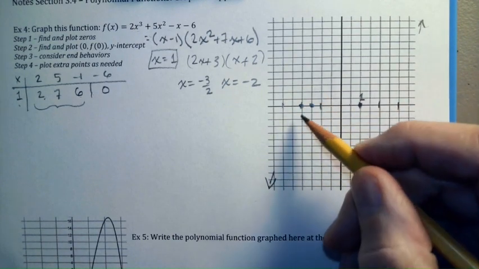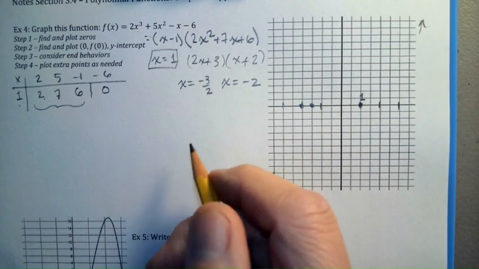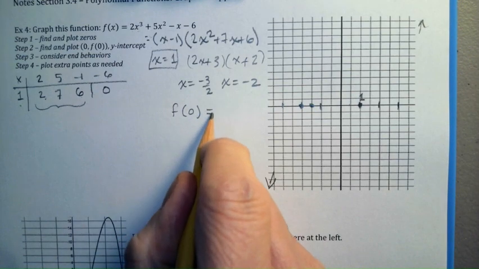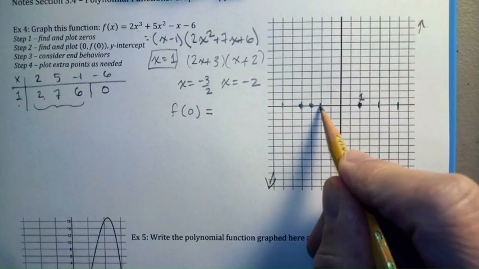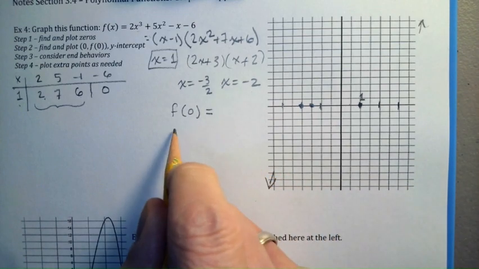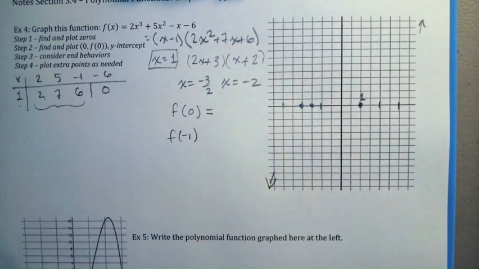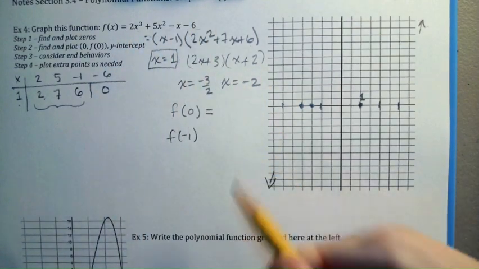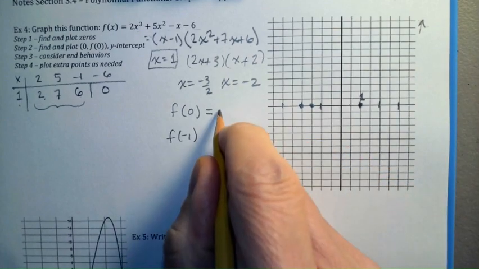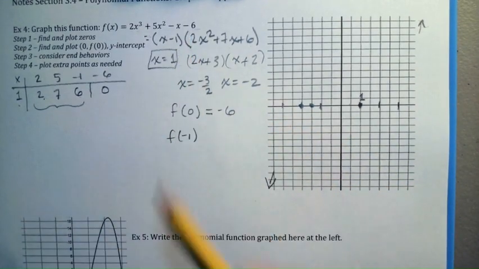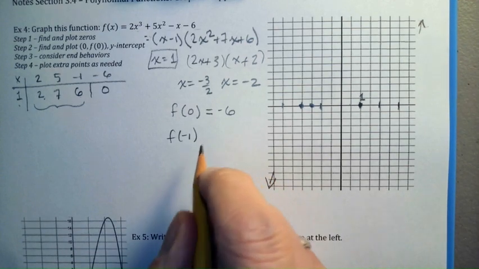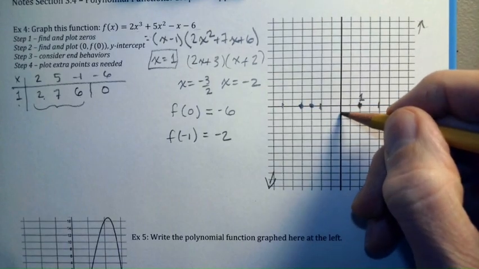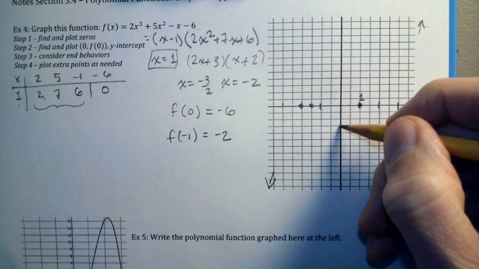So we're going to go through these. Let's find maybe some more points. So let's find f of 0. So we'll do f of 0. Let's also do f of -1. F of -1, we can either put it in like these factored ones or plug it into the original one, up to you. In this case, f of 0 is -6. That's just our constant. -1, when you plug that in, you get -2. So let's add those to it. 1, 2, 3, 1, 2, 3, 4, 5, 6.